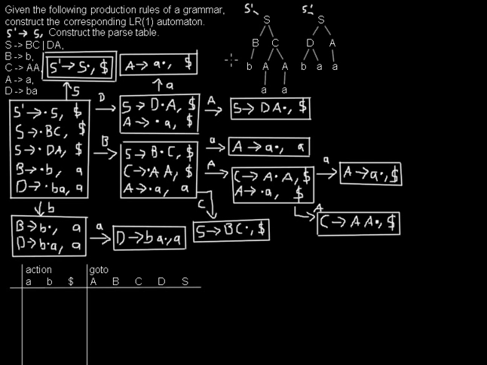Now that I constructed the L1 automaton, I have to create the parse table for that automaton. The first thing I have to do is give the states numbers. That really doesn't matter, so I could just write this is state 0, 1, 2, well, let's take 3, 4, 5, 6, 7, 8, 9, 10, 11, and 12. It's not necessary that my final state has the highest number, but I like it, so I can do it like that.